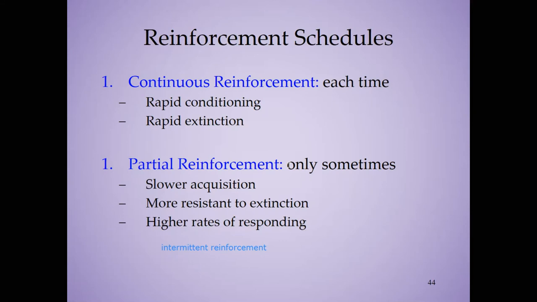Now, we can use a combination of these two approaches to quickly produce a new learned behavior and then to make it resistant to extinction. So let's say you want to get your little brother to put the toilet seat down every time he uses the bathroom. How are you going to get him to do it? Well, you find out that he likes M&Ms. In fact, that's his favorite thing in the world. And so each time he goes to the bathroom and he actually puts the seat down, you give him an M&M or two. So you are using continuous reinforcement to establish this new behavior.